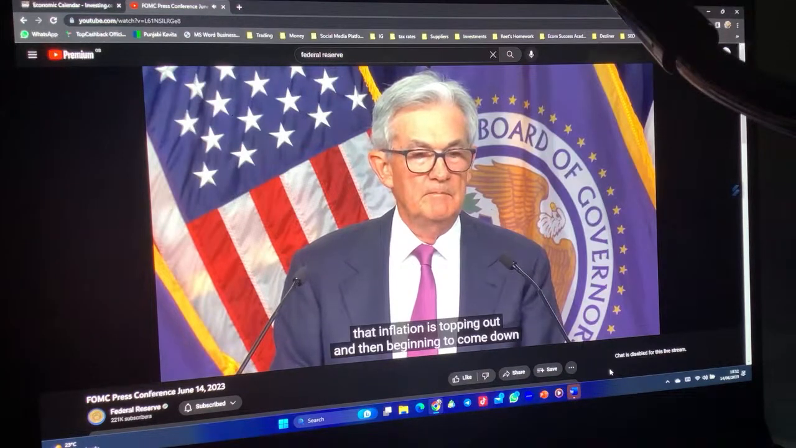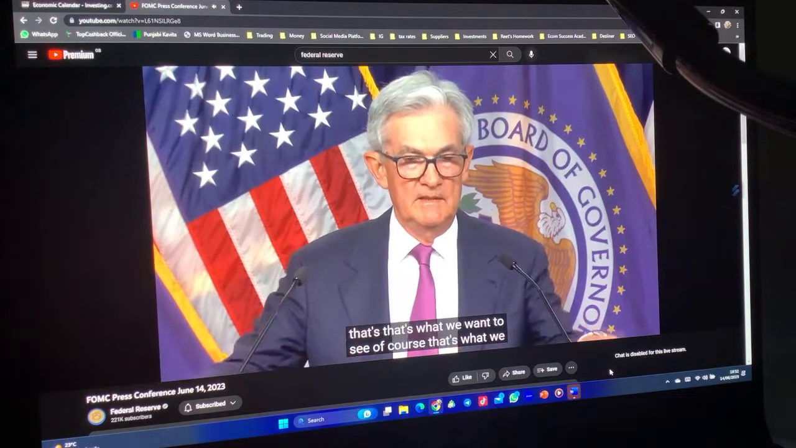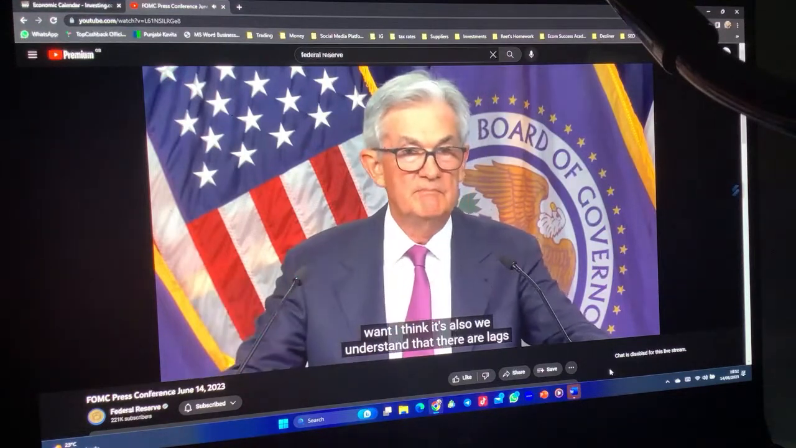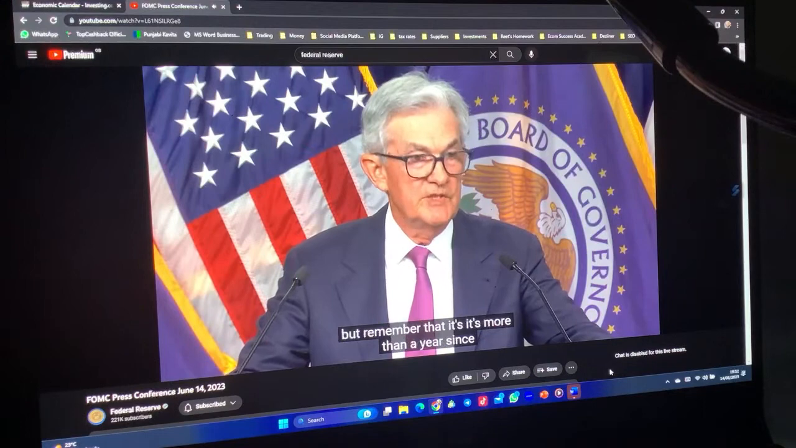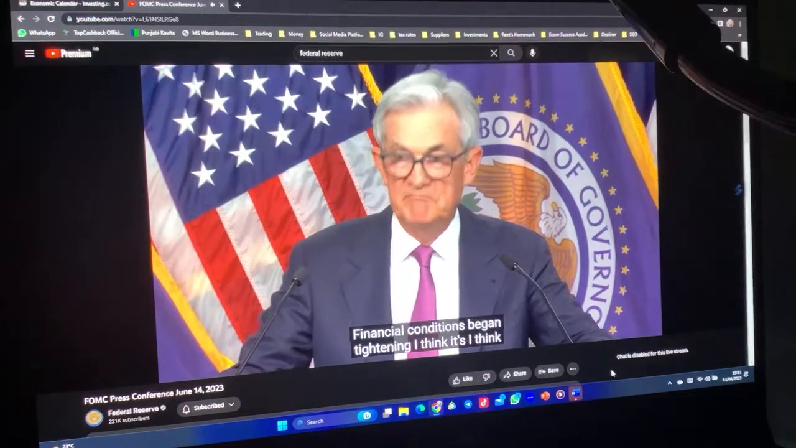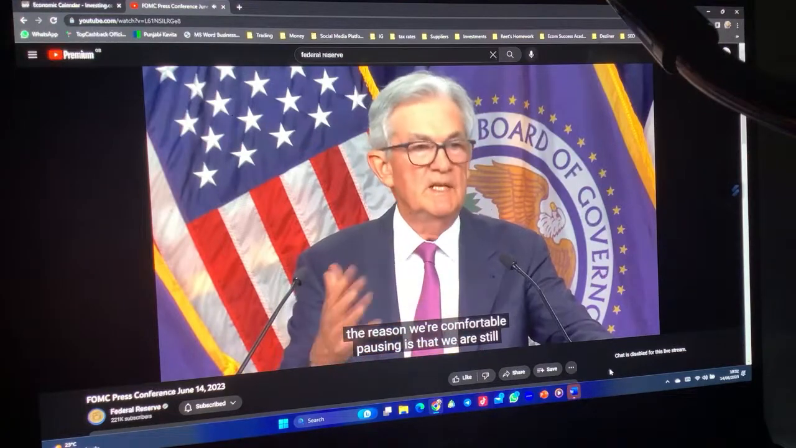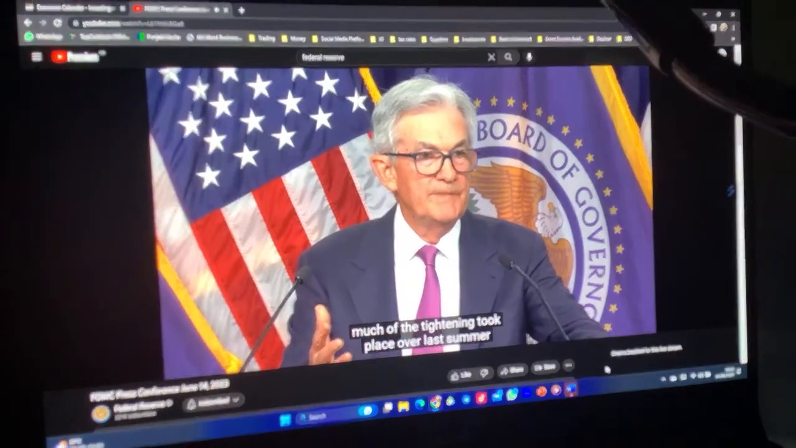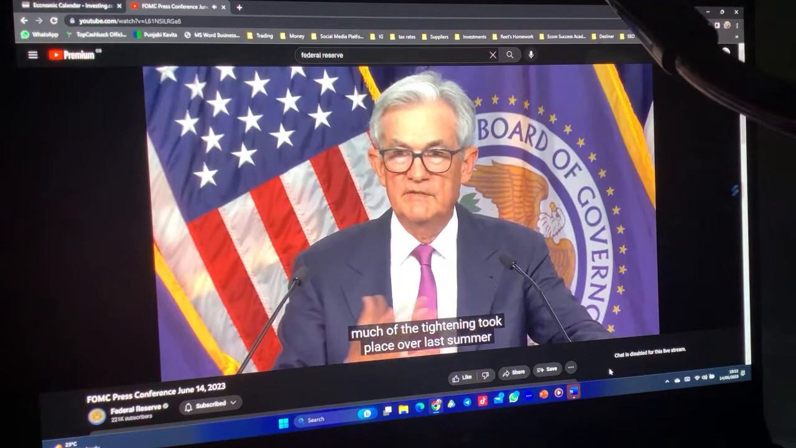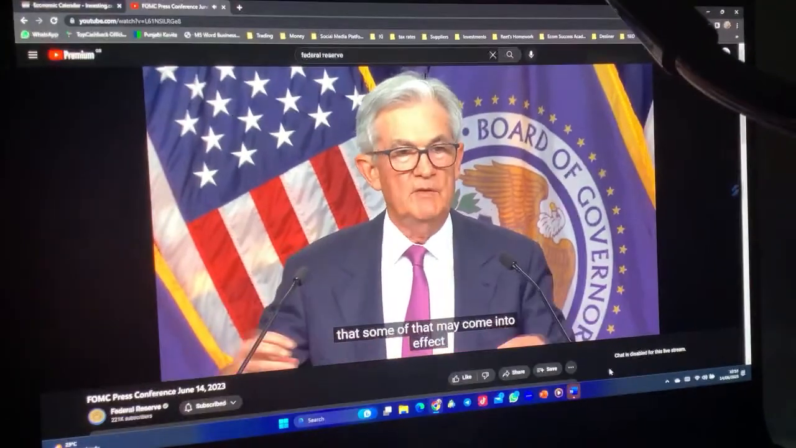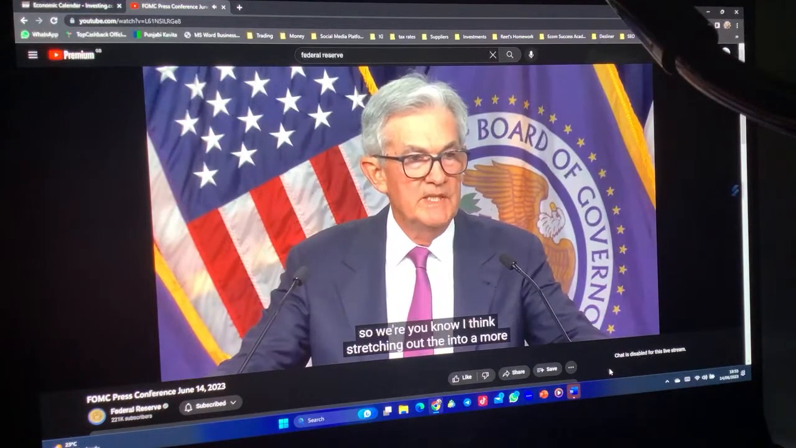I'm keeping the gold buy limit at 1941. I changed it from 1940 also, because we understand that there are lags, but remember that it's more than a year since we began tightening. I'm gonna still keep that buy limit on. The reason we're comfortable pausing is that much of the tightening took place over last summer and later into the year, and it's reasonable to think that some of it may come into effect. So stretching out into a more moderate pace is appropriate to allow you to make that judgment of sufficiency.